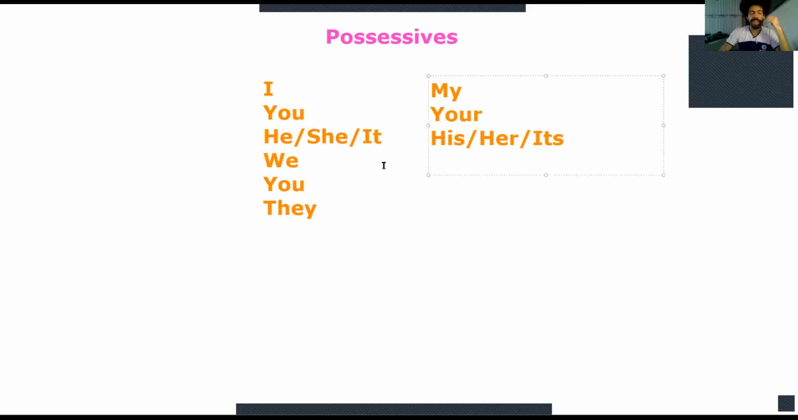If we are going to say we, we're going to use our family. If we're using you, just like above, it's your. And if we're going to say they, it's their. So I, my, you, your, he, she, it, his, her, or its, we, our, you, your, and they, their.